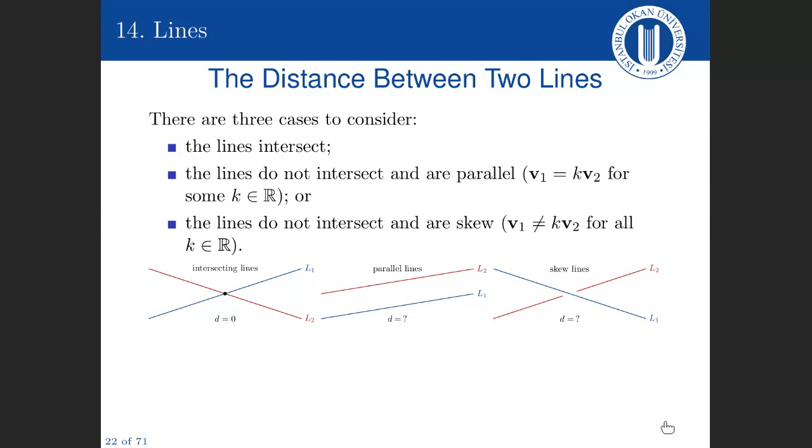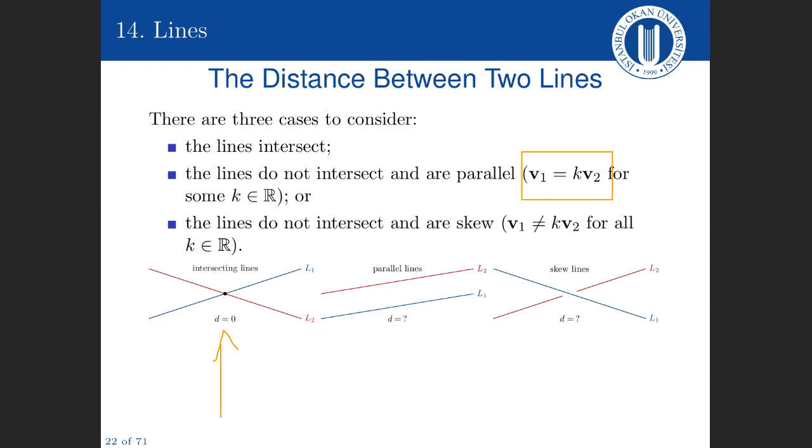We might be interested in measuring the distance between two lines. There's three cases to consider. Maybe the two lines intersect. Here's a picture. Two lines intersect, then this is easy. The distance between the two lines is 0 because they're intersecting. Maybe the two lines do not intersect and they're parallel. The lines are parallel if the vector from line 1 is equal to some number multiplied by the vector for line 2.